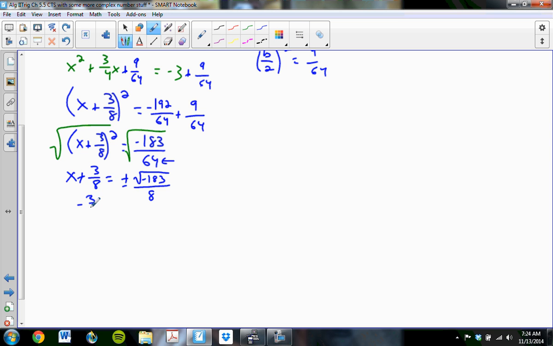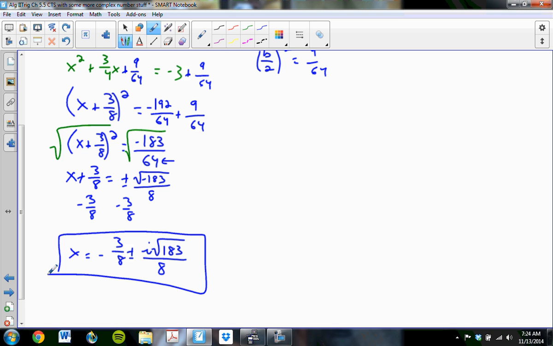So I subtract 3/8 from both sides. I'm left with x equals negative 3/8 plus or minus i root 183 over 8. And that's my solution. I keep this split up. There's a real part and an imaginary part. If I could reduce or simplify this radical, I would. I don't think 183 simplifies.